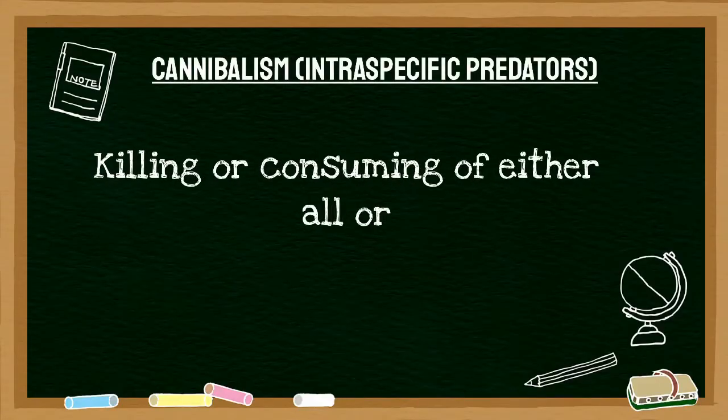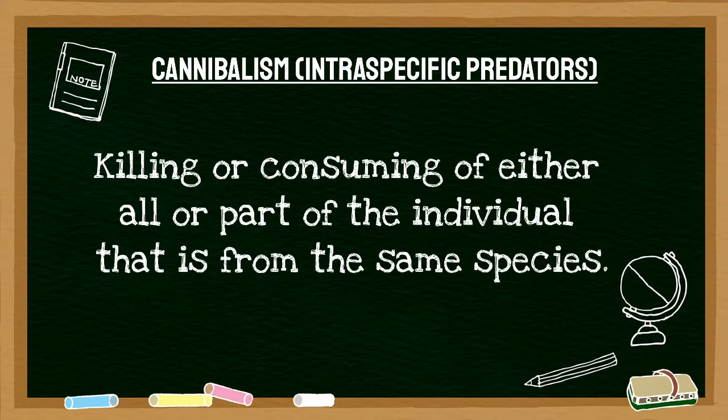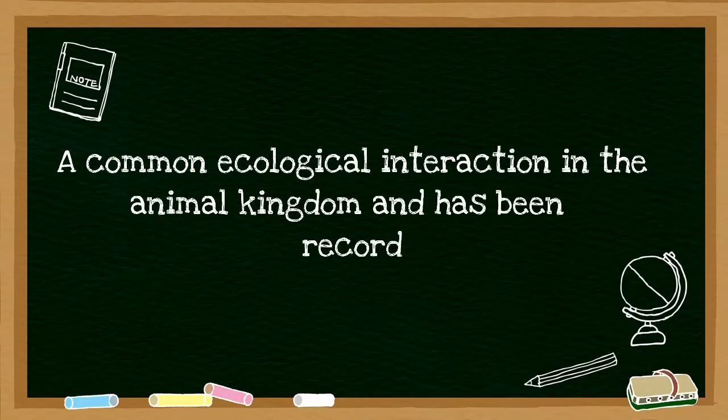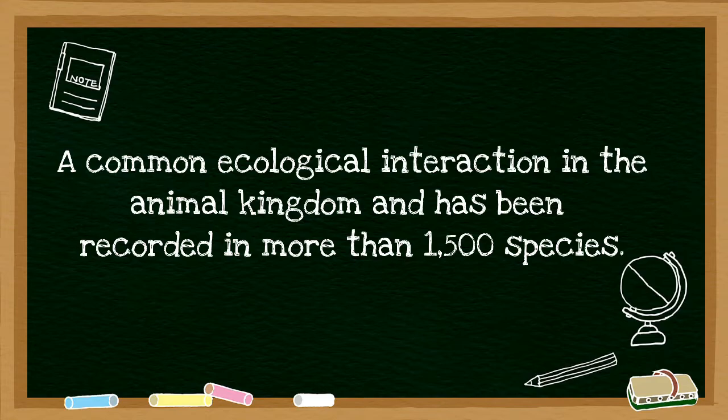Cannibalism, or intraspecific predation, is the killing or consuming of either all or part of an individual from the same species. Well, that is the real meaning behind it. The keyword here is eating the same species. Plus, this type of interaction is a common ecological interaction in the animal kingdom and has been recorded in more than 1,500 species.